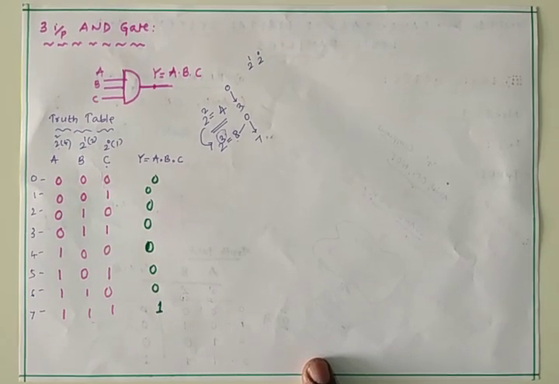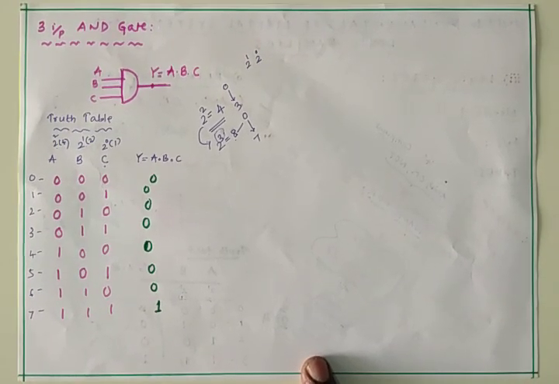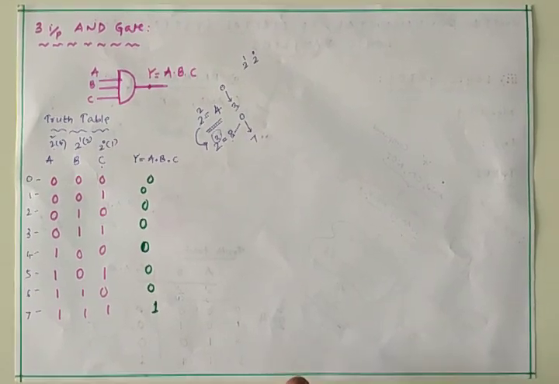Now I can go with another gate, that is called the OR gate. In the next class I am going to talk about the OR gate.